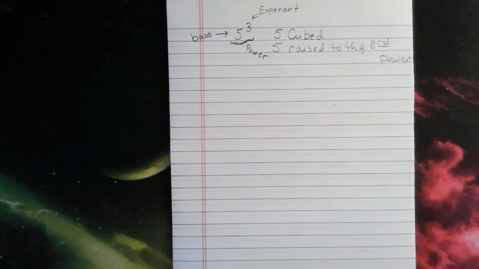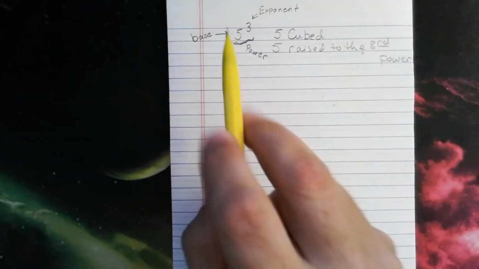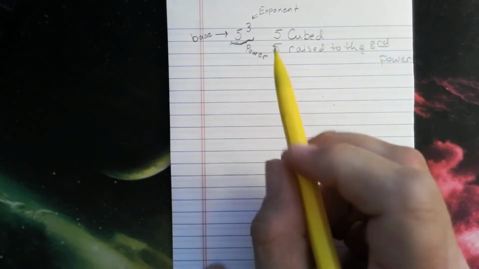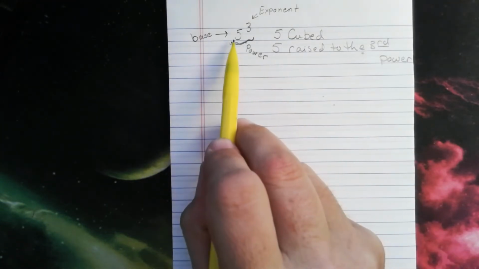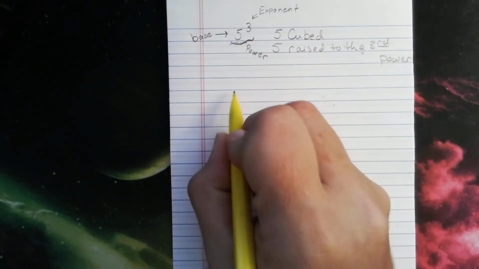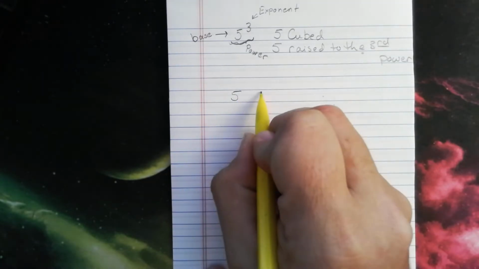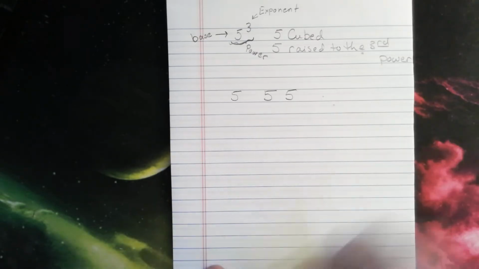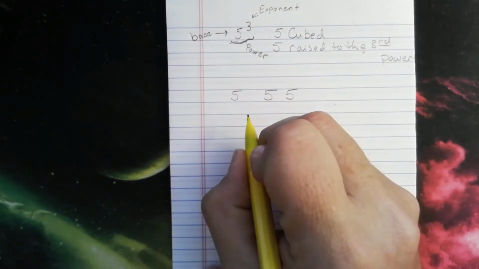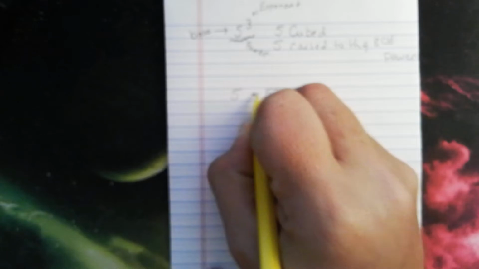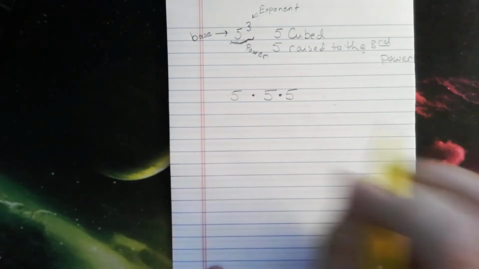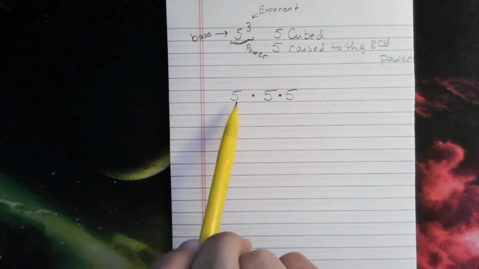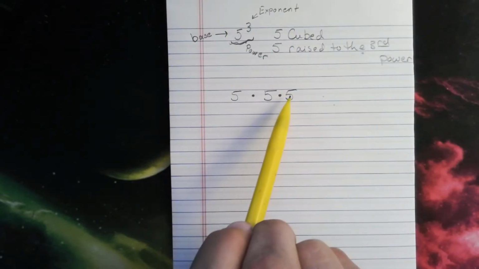Now, what does this mean? Well, it literally means 5 is going to be multiplied together 3 times. And that sounds confusing. So how do we write that? Well, first we're going to write 5 3 times. 5, 5, 5. And I know they're not evenly spaced. That's okay. And then the operation will always be multiplication between them. So 5 to the third power, or 5 cubed as we call it, is 5 times 5 times 5.